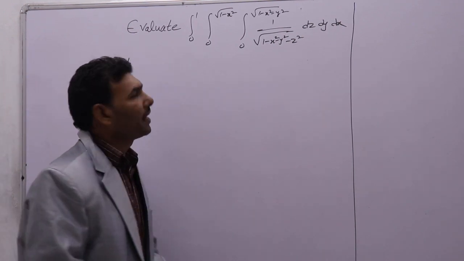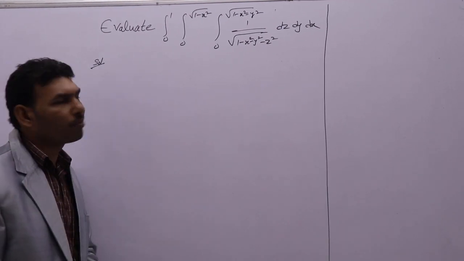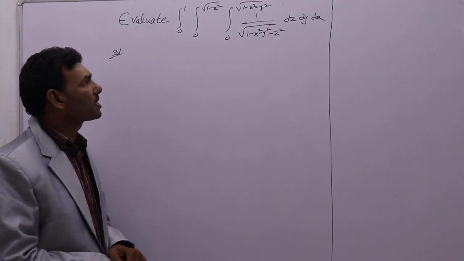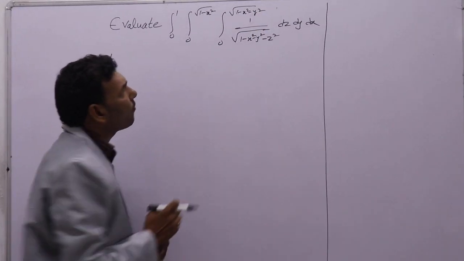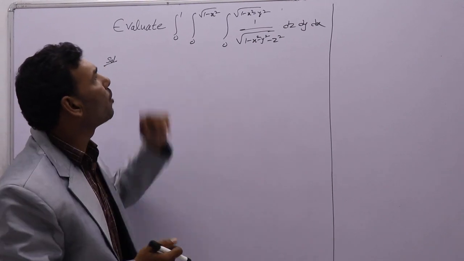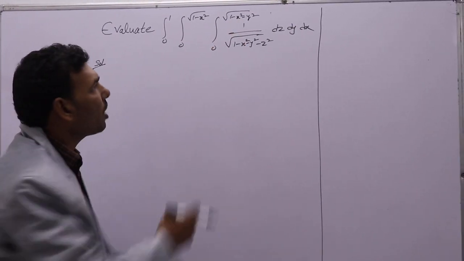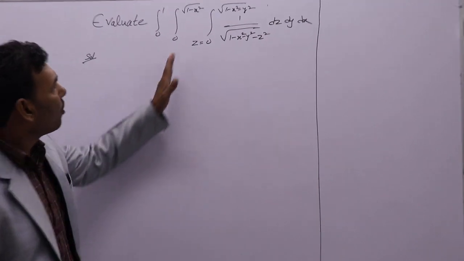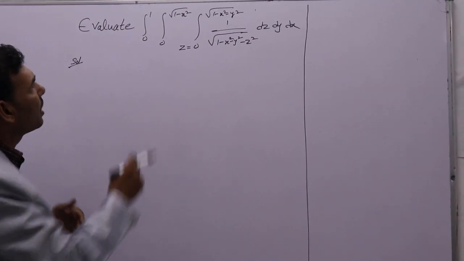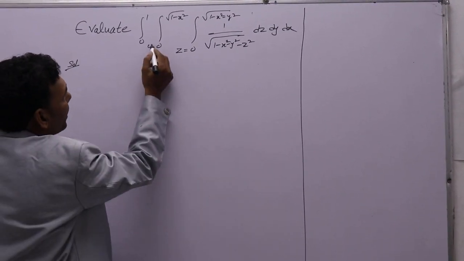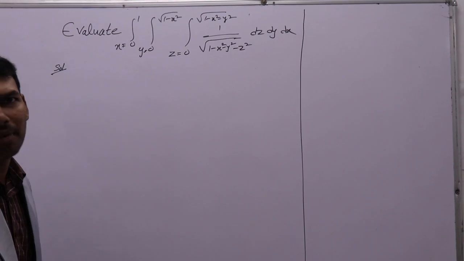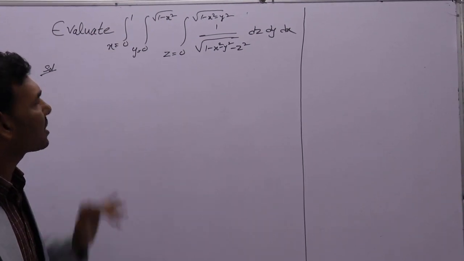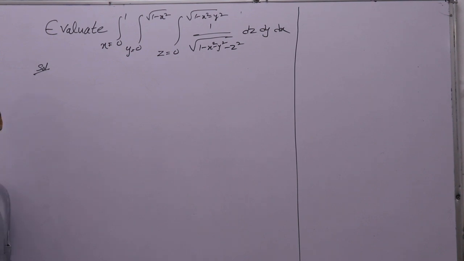So now we need to evaluate this triple integration. Before evaluating it, first we need to identify the limits. See here, these are limits in terms of x, y. Which variable are you not finding in these limits? z. Since z is not there, the limits in terms of x, y are the limits of z. Now the leftover variables are y and x. Limits in terms of x are the limits of y. The leftover constant limits belong to x.